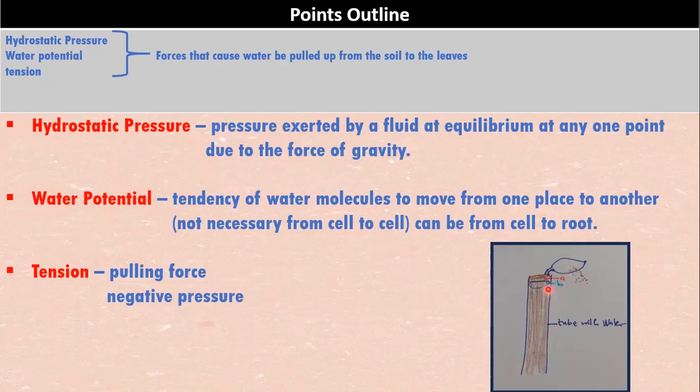Then we'll also meet the term tension. And tension is a pulling force. It's negative pressure. For instance, if we have water being lost in the form of water vapor, and water has to move from other cells into the cells that lost the water, water will be pulled from the xylem, and so there will be tension set up to pull more water from the system. And so tension is also used when we talk about water transport.